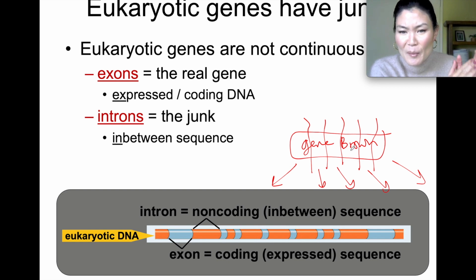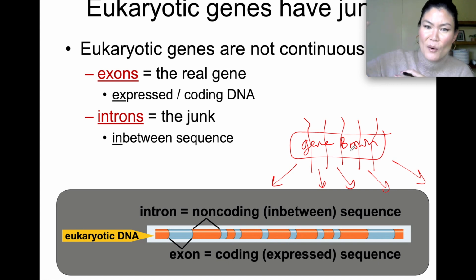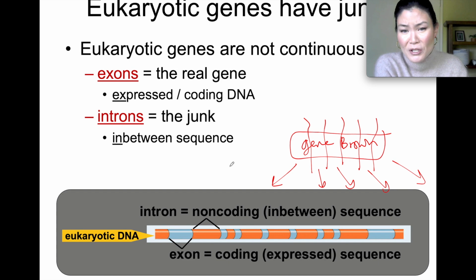Because then the mRNA can just be made from it, and then it can go to the cytoplasm where the ribosomes are, and it could be simply read. But unfortunately, that's not the way our genes are. Actually, it is fortunate. We'll talk about a reason why it's fortunate.